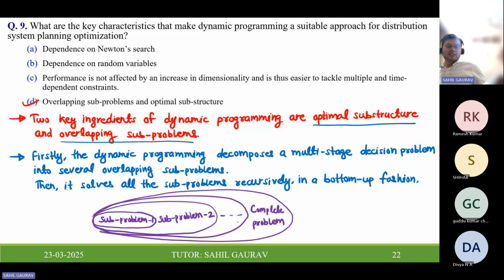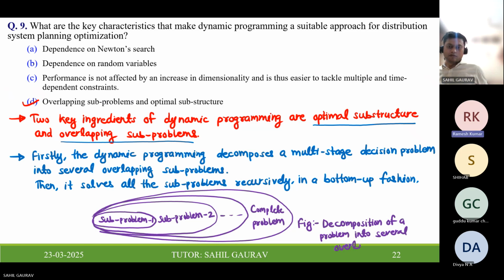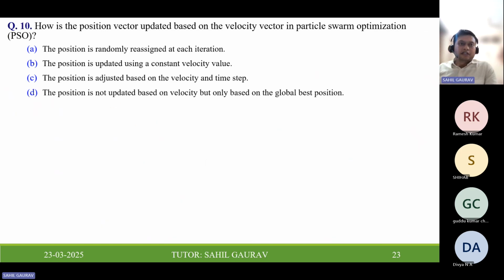So it's decompose a multi-stage problem into several overlapping subproblems. So this figure denotes decomposition of a problem into several overlapping subproblems. Now let us see the last question.